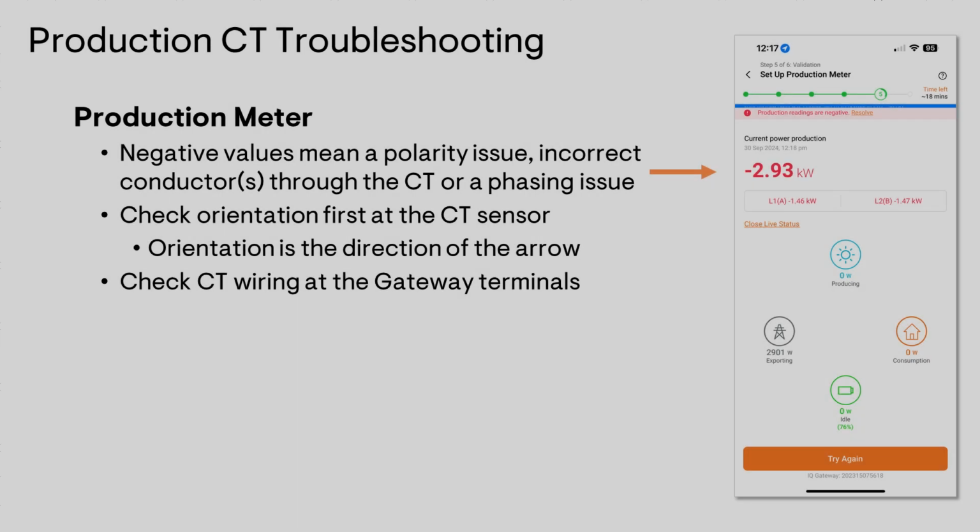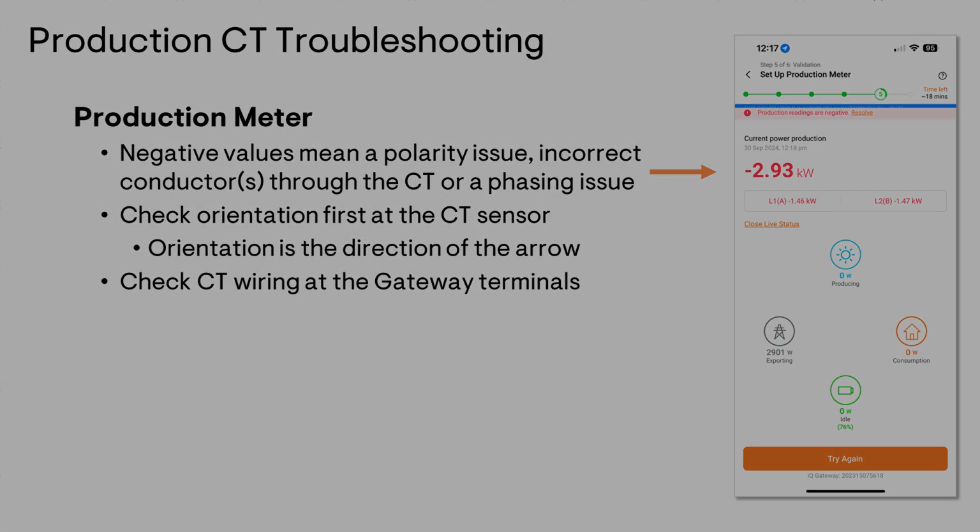If you see a negative value, you can be pretty confident that you've either got a polarity issue with the CT sensor, you have your wires incorrect at the gateway, or you've got a phasing issue. Remember from the previous sections that you should not see any negative values, and you'll have to fix the issues before you can continue on to the next step. So let's start by troubleshooting that production CT sensor and checking that polarity.